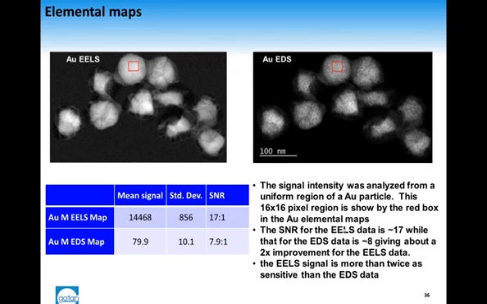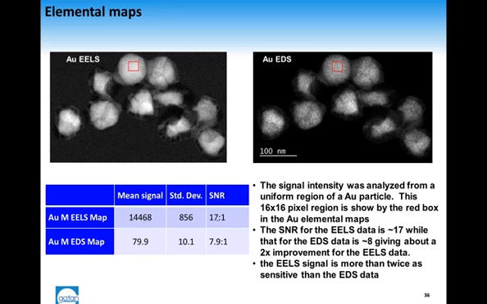So if you compare the gold map acquired using EELS and EDS, surprisingly, you again see higher contrast in the EELS maps. You can see a lot of features and details which are basically missed in the EDS map. If you extract the mean signal and the standard deviation from exactly the same regions in the EDS map and the EELS map, the ratio of these two will give you the signal-to-noise ratio.